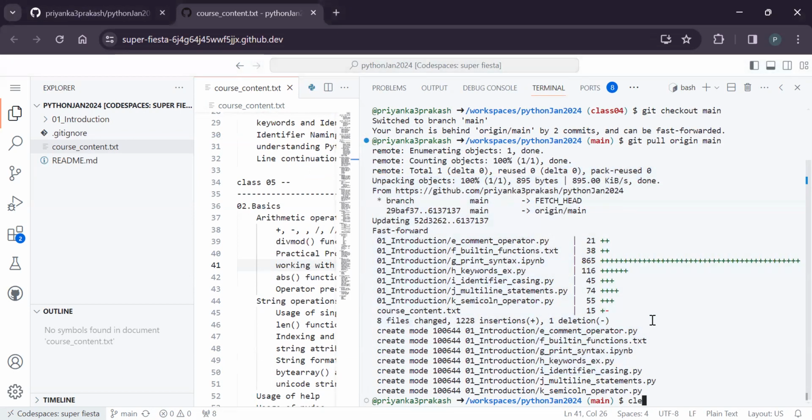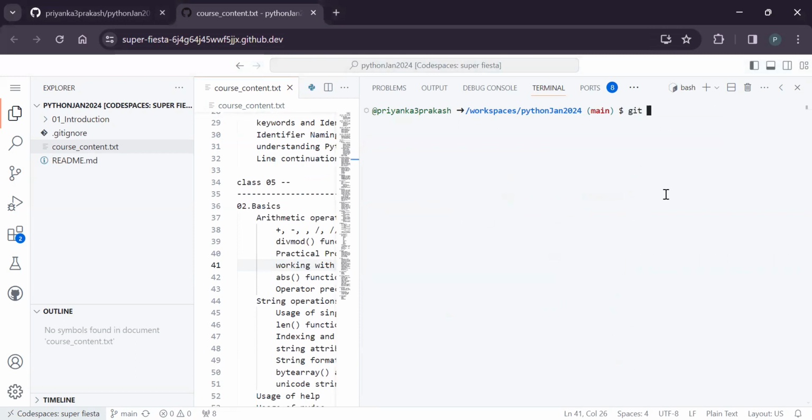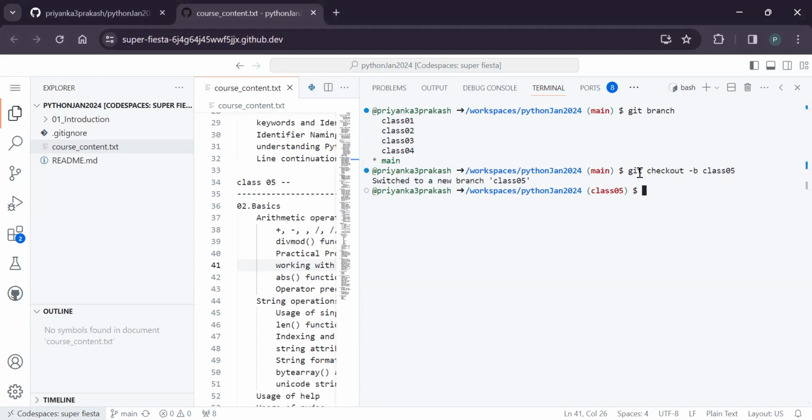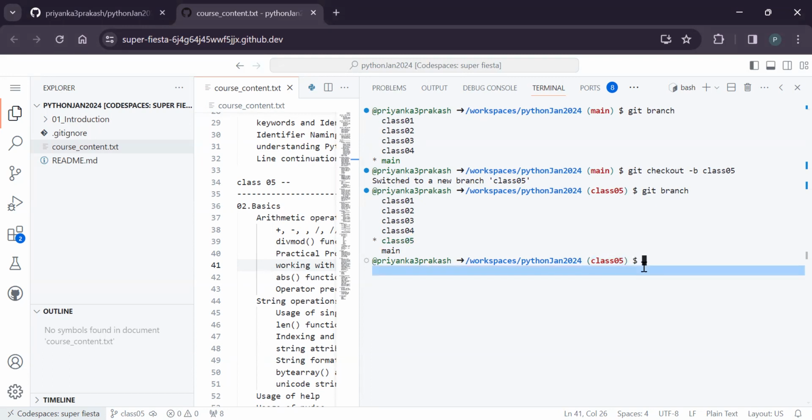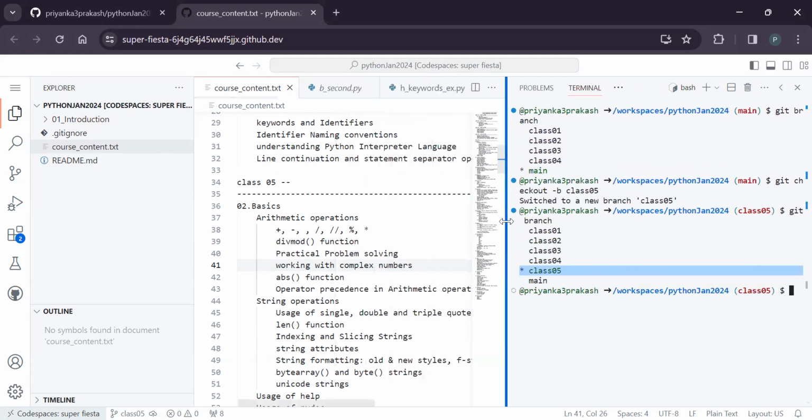If I go here, git branch. Now we are starting a new class. Git checkout. As it is a new branch, -b is needed. Class 05. Now if I say git branch, you have all the branches. Where is it active? Class 5. The beauty is that in Linux, you can see class 5 in the prompt itself, whereas in Windows, you don't see it. That's the difference. So now coming here, we are in this branch.